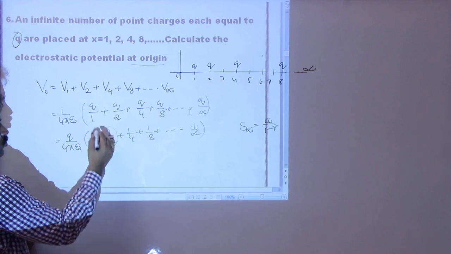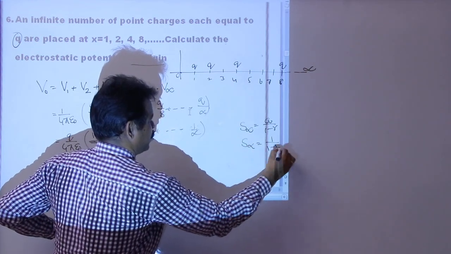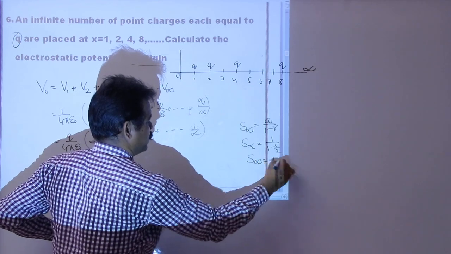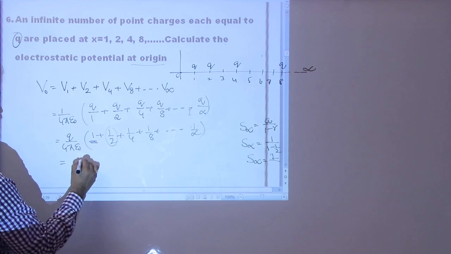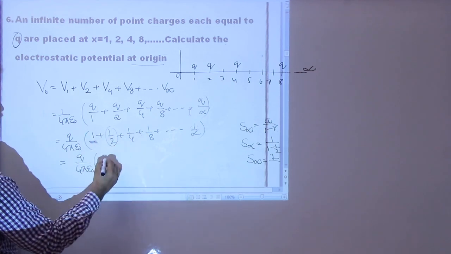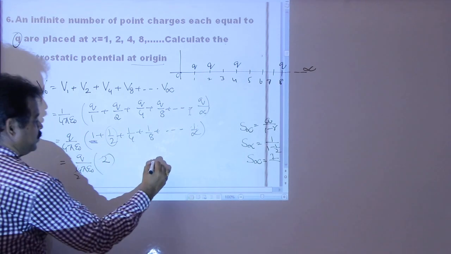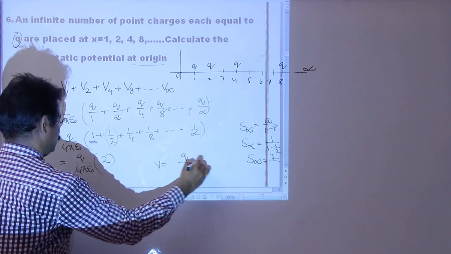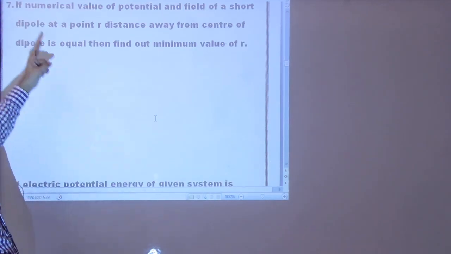In this, a, the first term, is 1 and the common ratio is 1 by 2. So the sum of the infinite terms is equal to 1 by 1 minus r. The sum of infinite terms is 1 by, this 1 by 2 will become 2. So this formula will become q by 4 pi epsilon naught. So this total value will be 2. So 2 gets cancelled. Therefore the potential at this point is q by 2 pi epsilon naught.